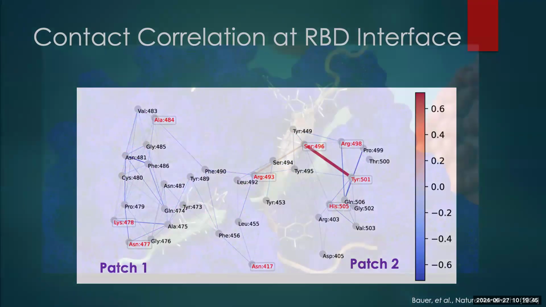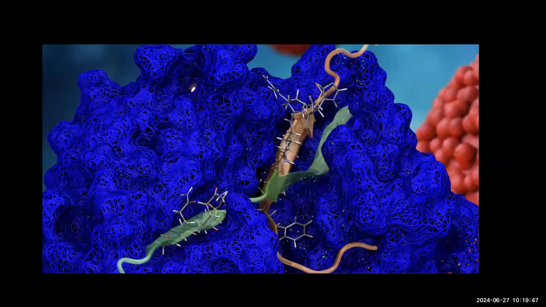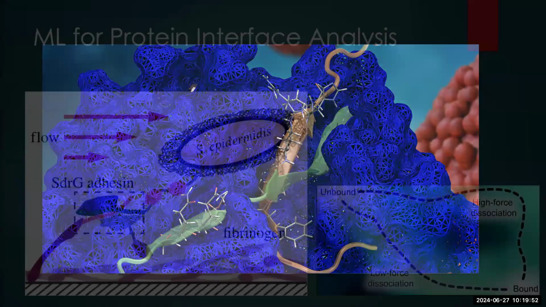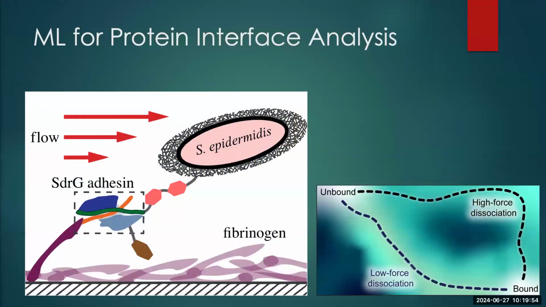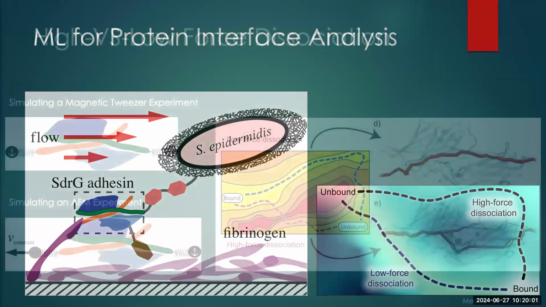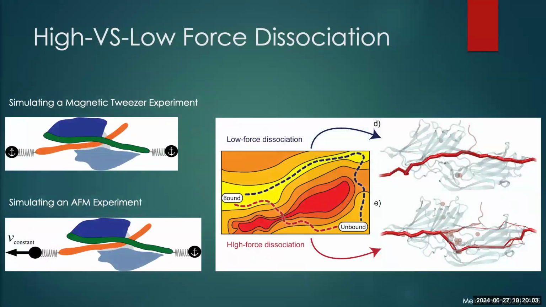So going to another example, the one that Raphael mentioned, the SdrG adhesin, and how it has these different paths of unbinding. Like he mentioned, he talked about how experiments can be done with relatively low force, where you just apply a constant tension across the complex, or how you can apply a really large force to unbind it, and how these two are different paths.